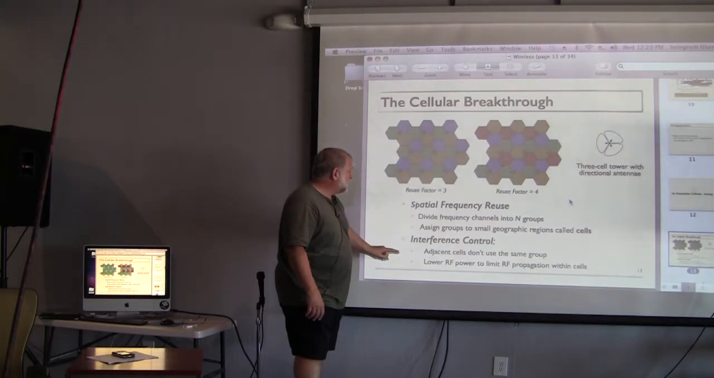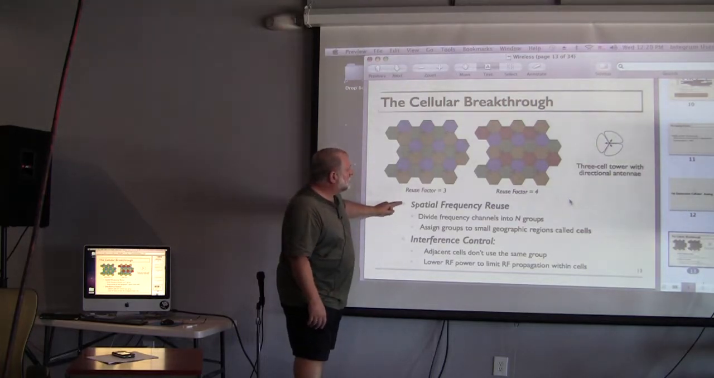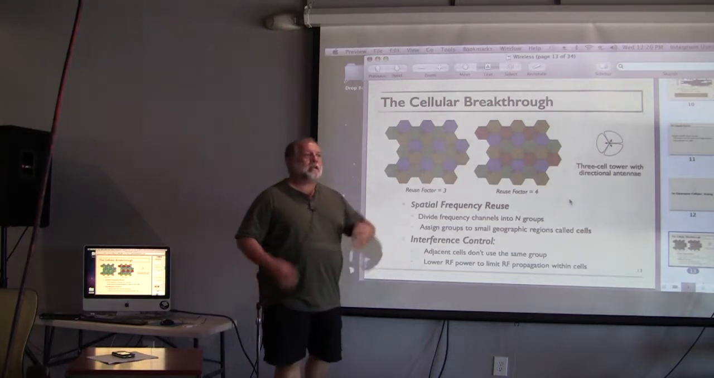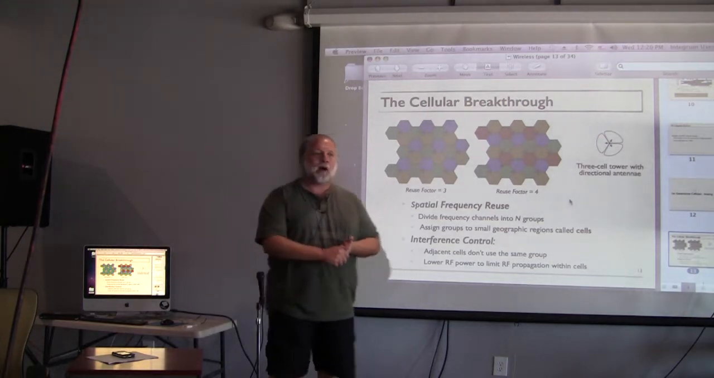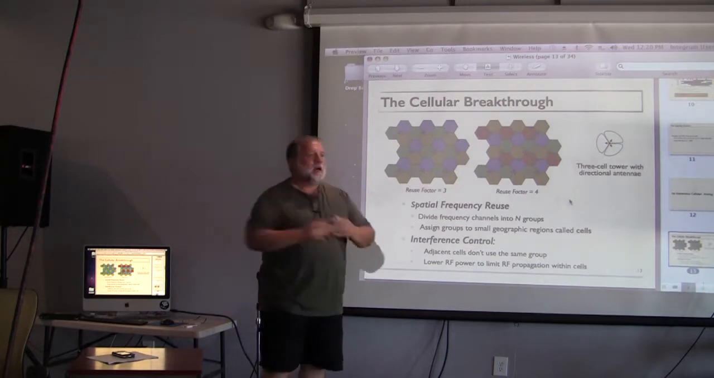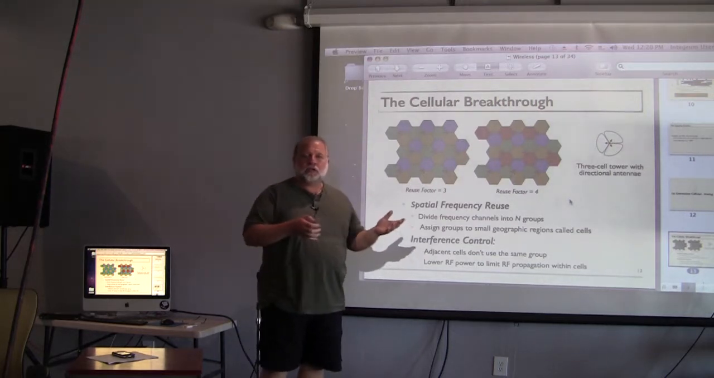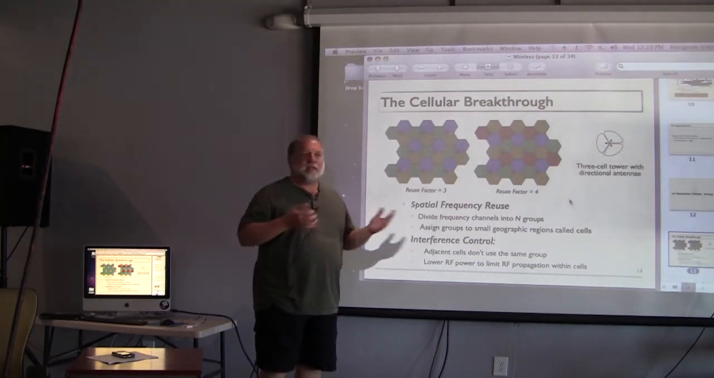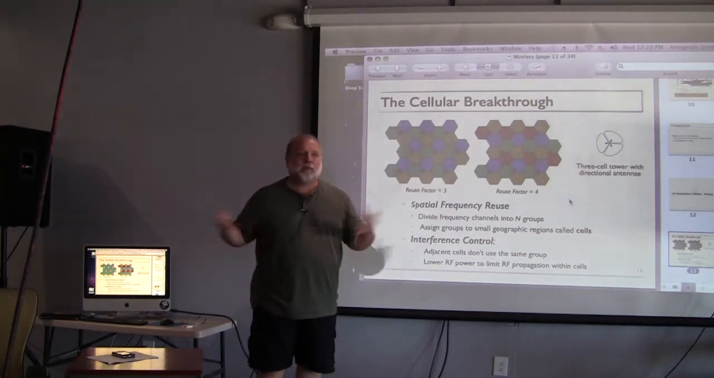And the other thing, which it doesn't say in this slide, maybe in the next slide, but at any rate, the control problem just got a whole lot harder. Okay, it used to be a user would get on the control channel and say, give me a channel, and you'd assign them a channel, and that'd be it. Okay?